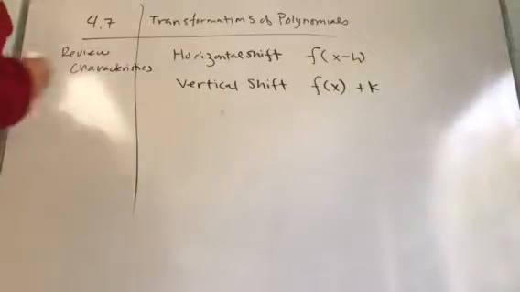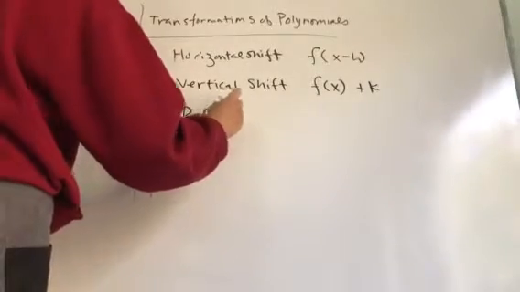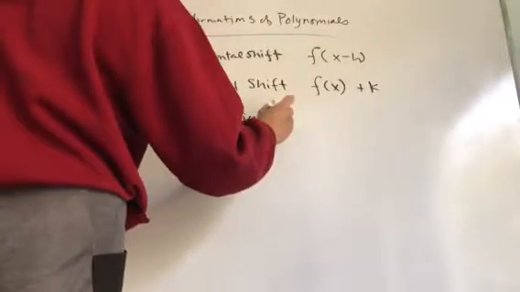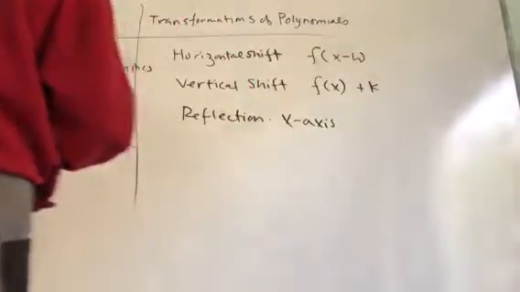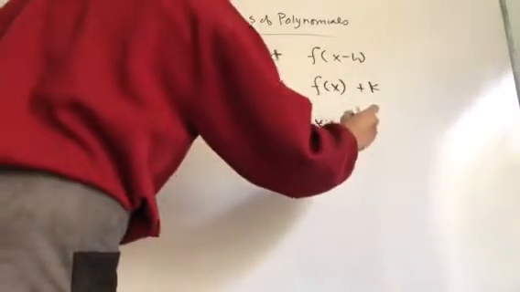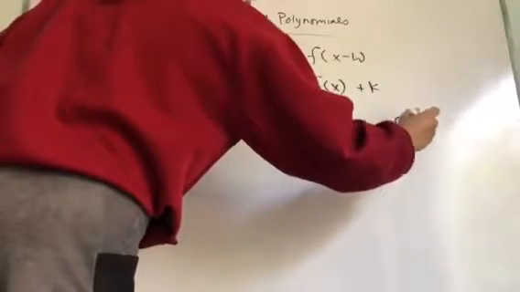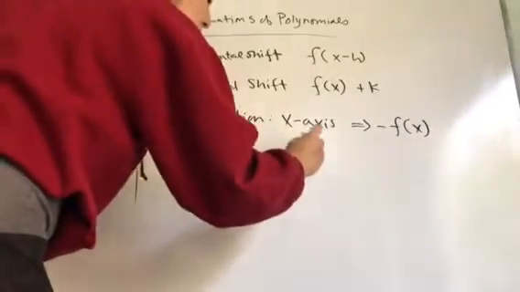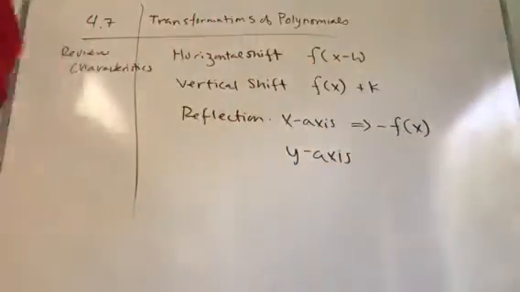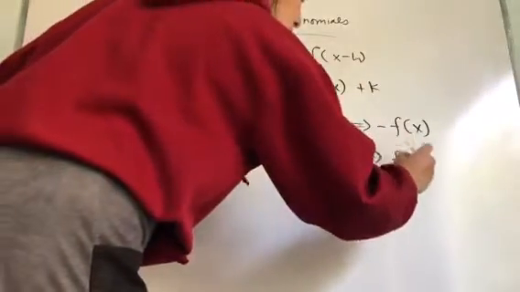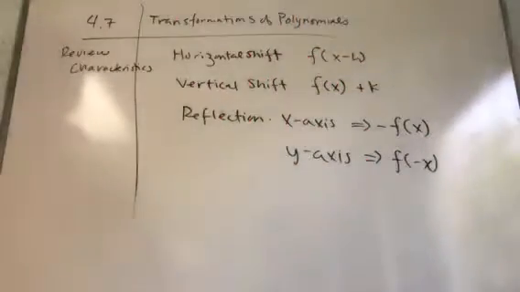We had reflection. There were two ways that we can reflect. The first was over the x-axis. If you want to reflect something over the x-axis, all you have to do is take the function and negate it. If you wanted to reflect a function over the y-axis, you had to put in negative x into the function. We'll do a couple of examples in class, and also here.